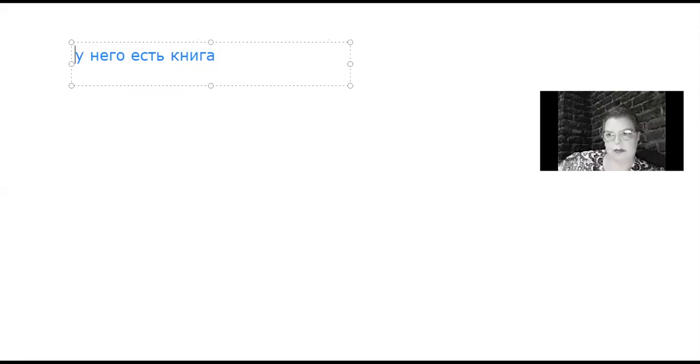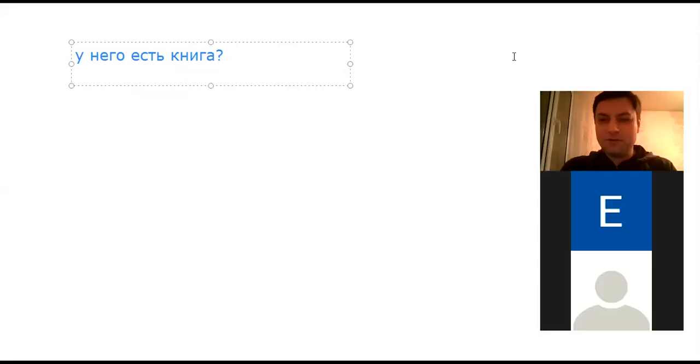And the general question in Russian is created in a very simple way. You just add a question mark at the end like this, and it becomes a question. And how do you know if it is not in a written form? If it is in speech, how do you know that this is a question? You will understand it from the intonation.